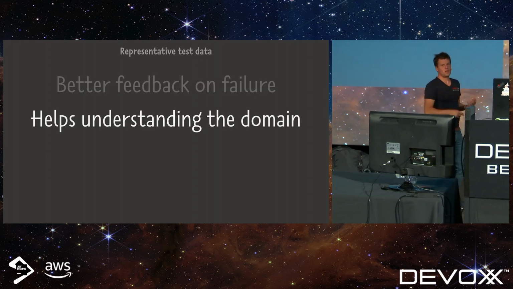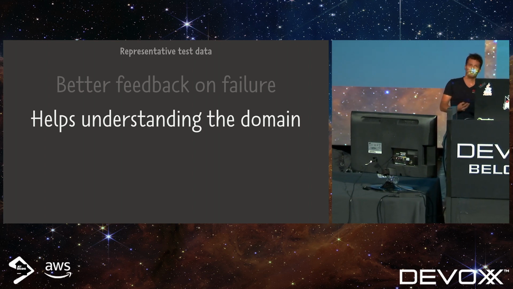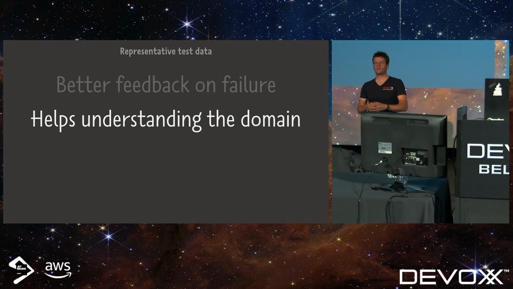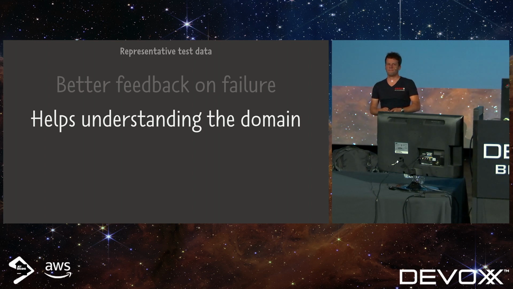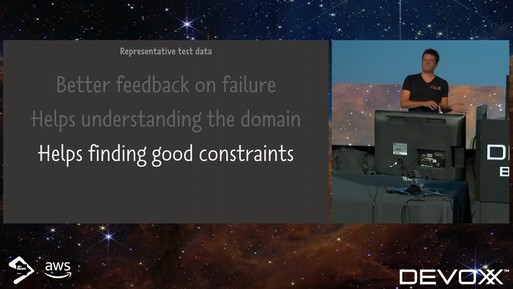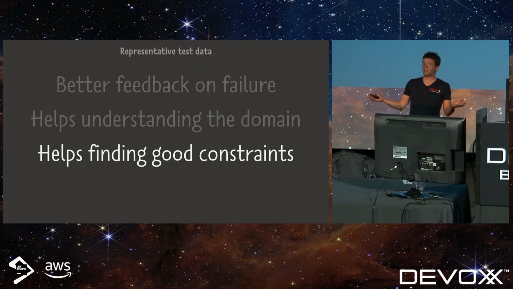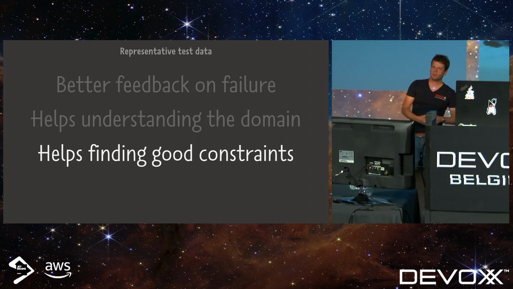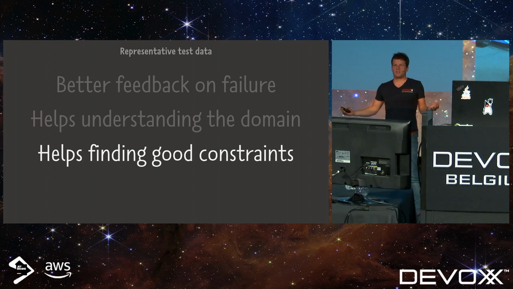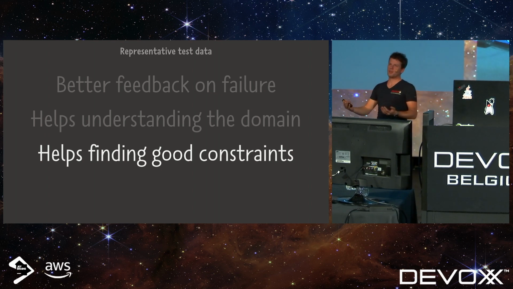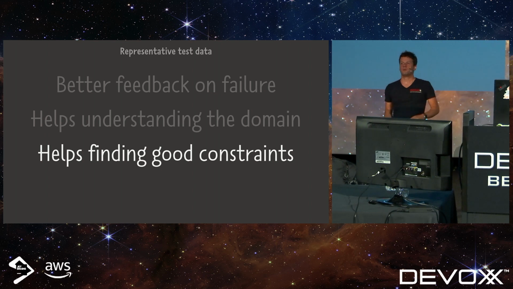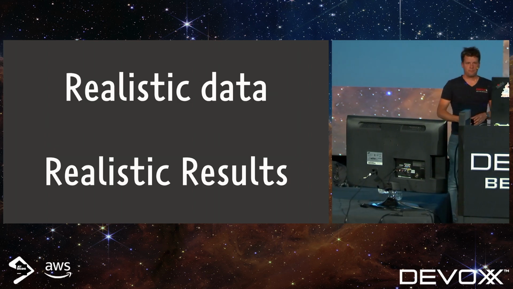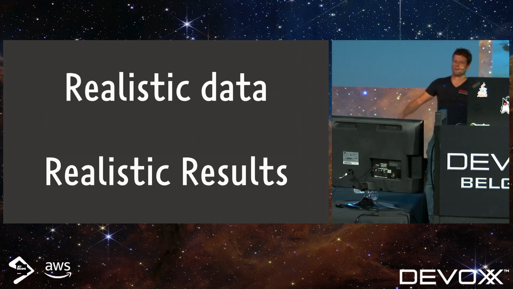And at the same time, by thinking about what is representative test data, but also seeing it flow through your system, it helps understanding the domain of the system you're developing. And it helps you finding good constraints, like with the EAN code, right? If I really want to create a proper EAN code for my test, I have to think, well, what does that entail? It's not just 13 numbers, there's way more to that. And it puts me to thinking about, do I need a validator for that or not? Might be not really that important in my domain. So again, realistic data, realistic results.